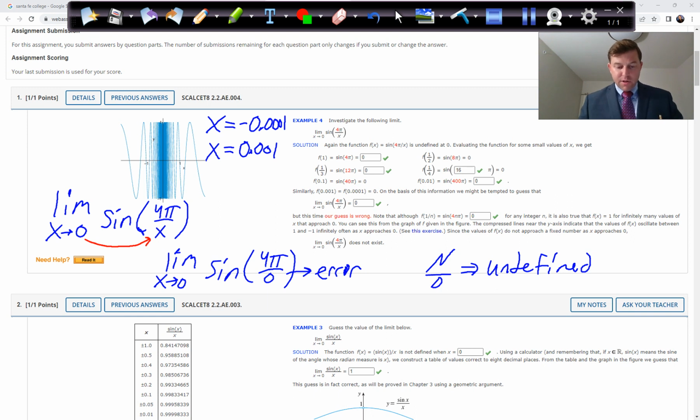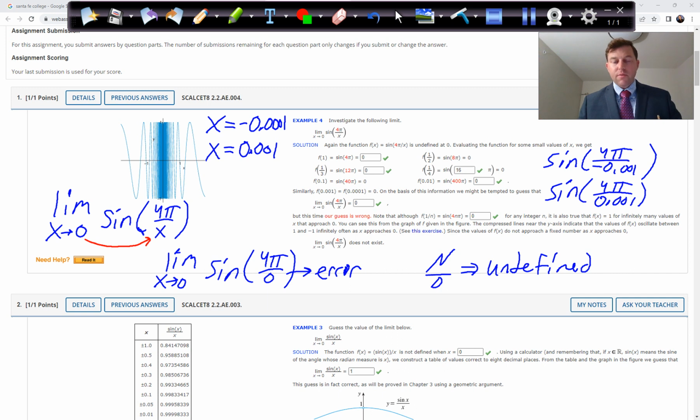And you can do that. You could type in your calculator the sine of 4 pi over negative 0.001, and you could type in the sine of 4 pi over positive 0.001. And you're going to get two different numbers out. We'll build a lot of tables where we pick these different x values, small negative, small positive, and we'll plug them in and see what happens.